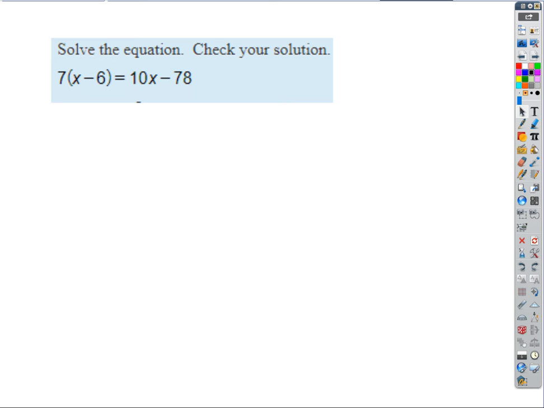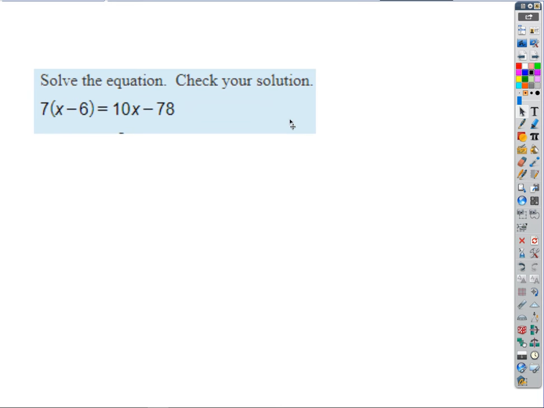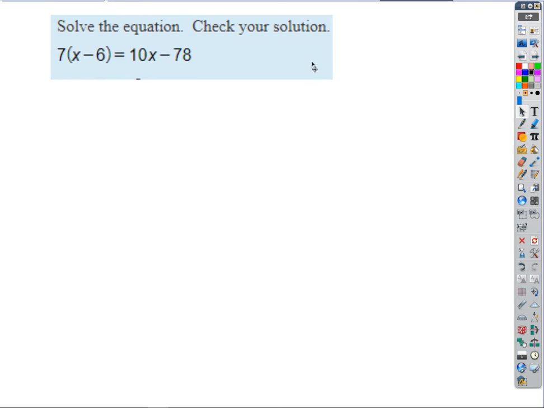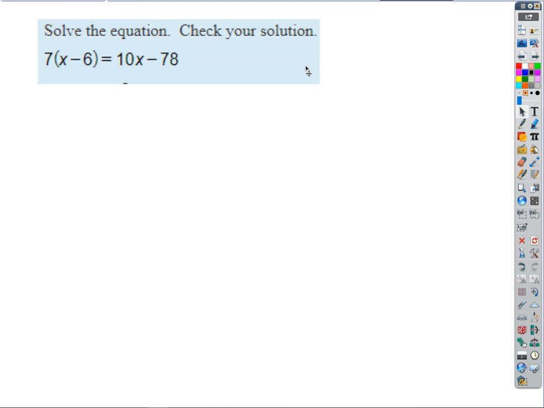Okay, let's take a look. So, solving the equation. This is a pretty simple one. What are you going to do? Let's just start off with maybe some specifics, and then we'll more importantly talk about how we get to steps.